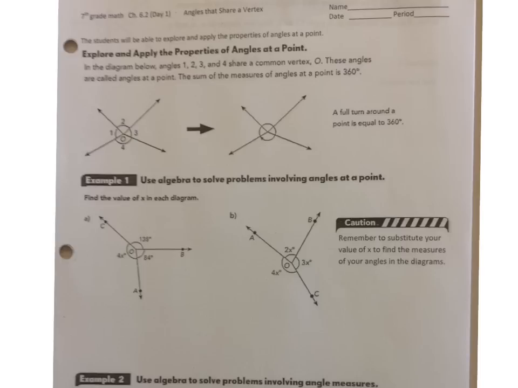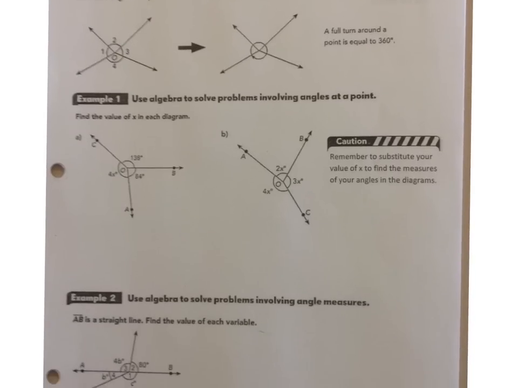So now we went from 90 degrees to 180 degrees, and now we're going into a complete circle. So a full turnaround, a point is equal to 360 degrees, or a circle is equal to 360 degrees. So it says, use algebra to solve problems involving angles at a point. Find the value of x in each diagram.